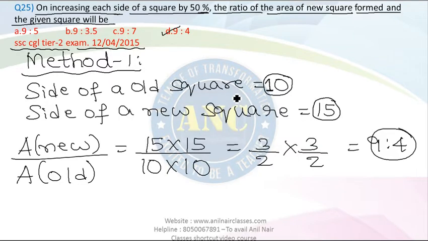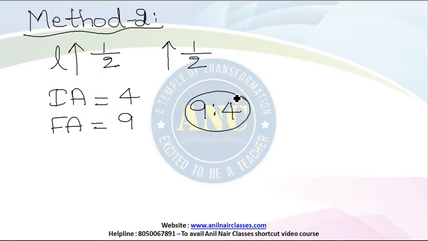See method 1, see method 2. Method 1 you are assuming something and then calculating. Method 2 there is no need to assume anything. This is the beauty of method 2. You are not assuming the side as 10. You are not assuming the side as 15. Or you are not taking some other value for the initial side as 20 or 100 or whatever it is. You don't even need to do all these things.